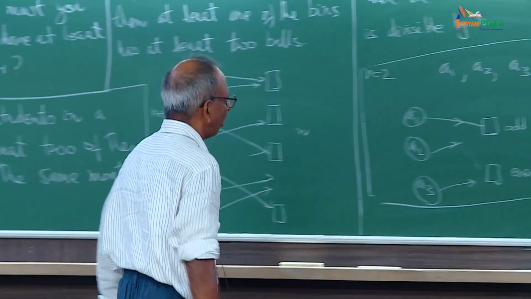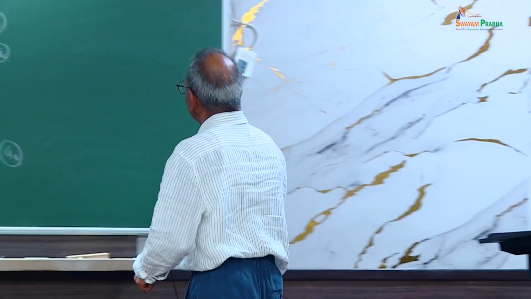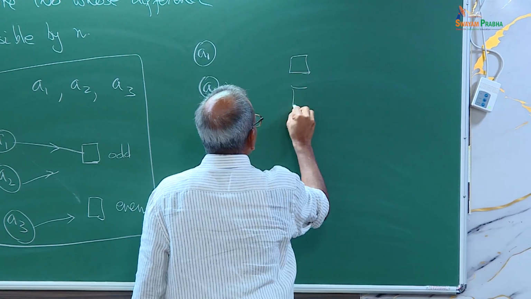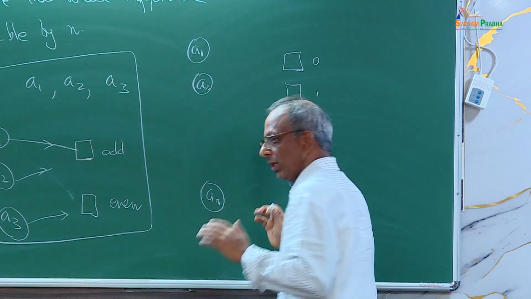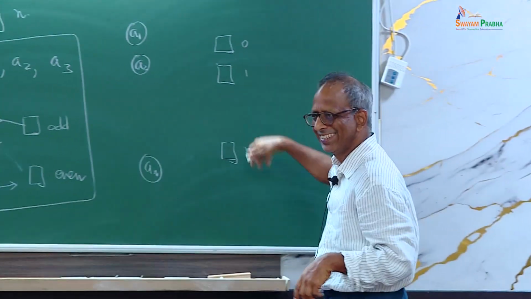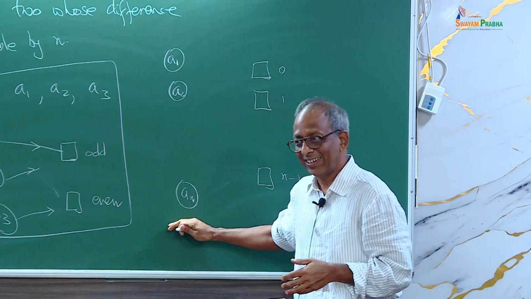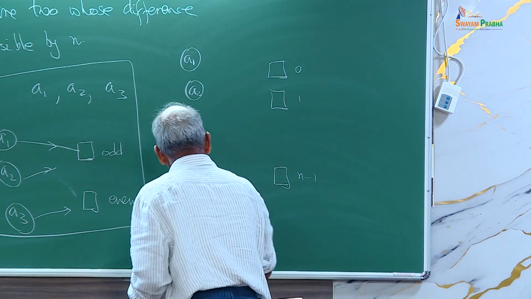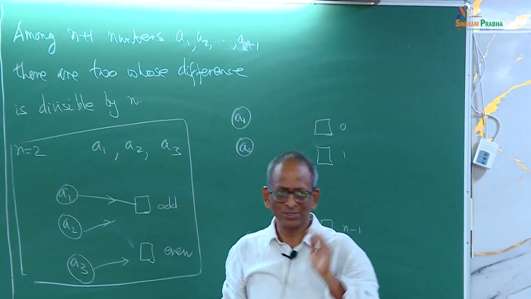Good. So how many boxes? N. What can the remainders be when you divide a number by n? 0 to n minus 1. How many are there? N. You start at 0, so 0 to n minus 1, there are n of them. And there are n plus 1 numbers.